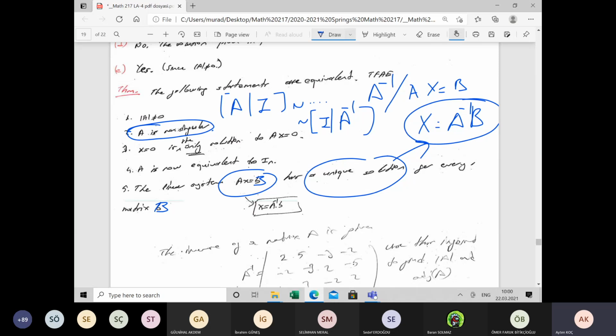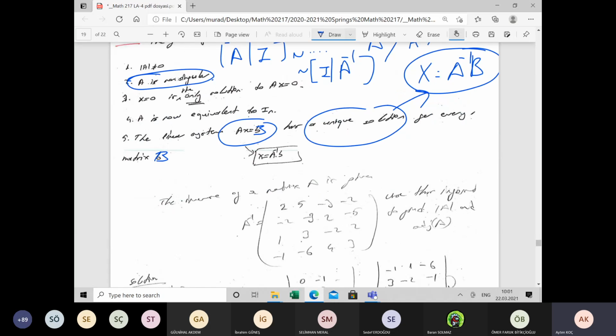Okay. This is the final question, a final exam question from a previous year. The inverse of a matrix A is given by this matrix. Use this information to find the determinant of A and the adjoint matrix. This one is homework. It is easy. If we have only the inverse of A, our aim is to find the determinant of A and the adjoint matrix. How to find them? Any idea?